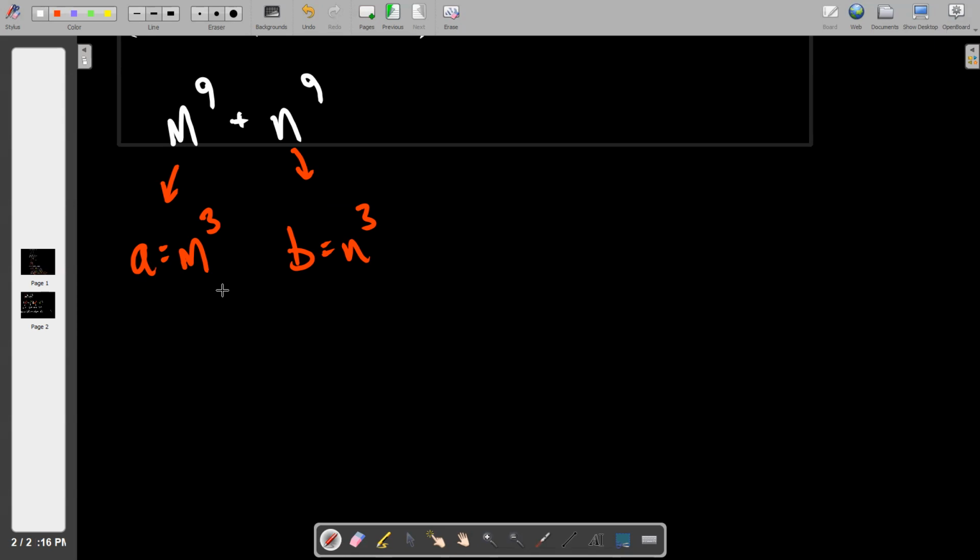So now that we've got that, we got our short set, long set. Let's do this. So I got a short set and I got a long set. What's going to go in short set? A plus B, right? M cubed plus N cubed. What's going to go in long set?